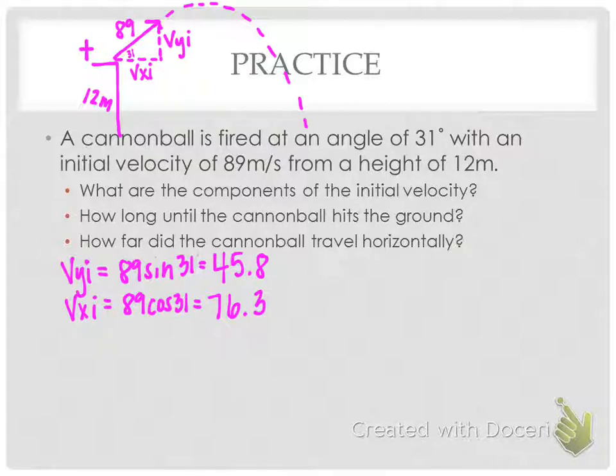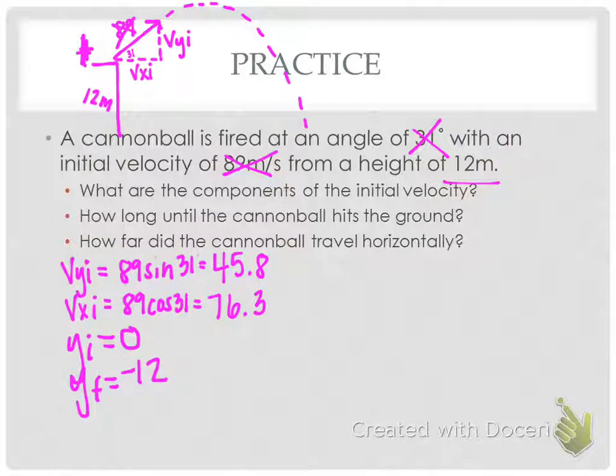Okay, from there, what other variables do we know? All right, we're done with the 89. We're not going to use that anywhere. We're done with the 31 degrees. Okay, 12 meters. Is that going to be our y initial or our y final? You can do it either way. What do I like to do? Since I draw my origin here, I like to make my y initial equal to 0, and that would make my y final equal to negative 12. That would be after it completes its peak height and goes to the ground.